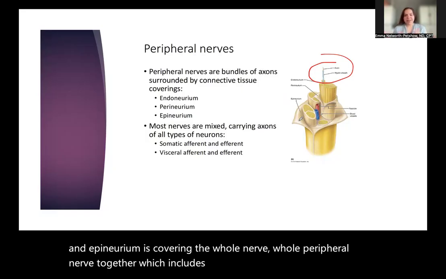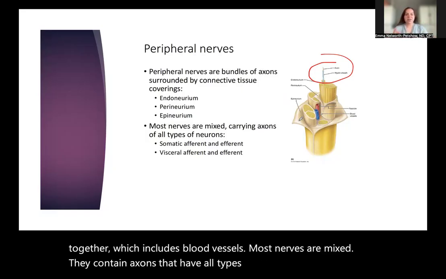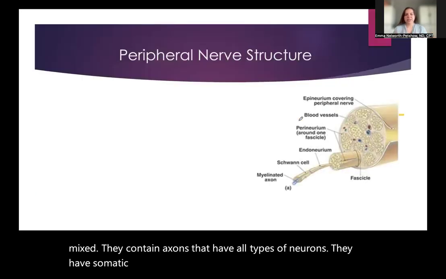Most nerves are mixed. They contain axons that have all types of neurons. They have somatic and visceral, both afferent and efferent.